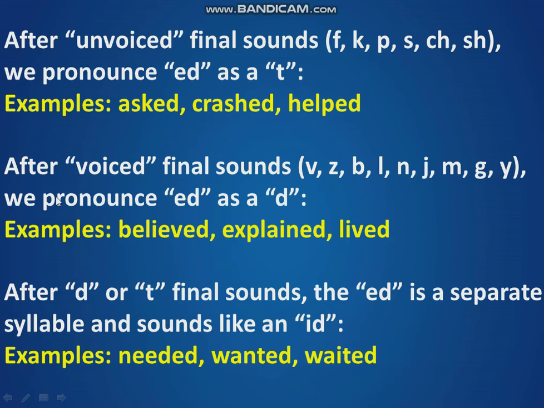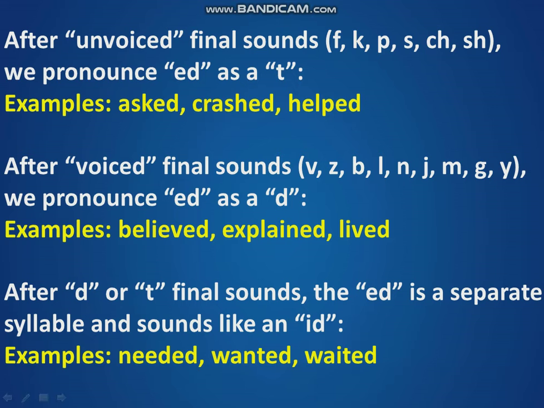All right, now, after voiced final sounds, sounds coming from the letters V, Z, B, L, N, J, M, G, and Y, we pronounce ED as a D. For example, explained, the verb explain. Explain ends in an N and an N sound. N is a voiced sound. So we pronounce this ED as a D. I say, you repeat. Explained. Explained.